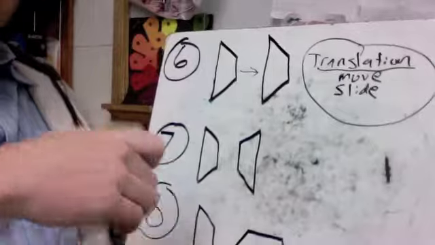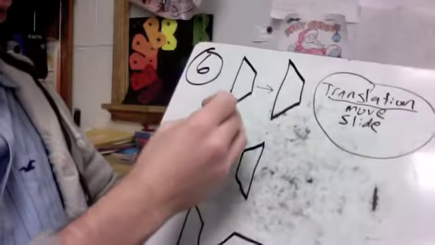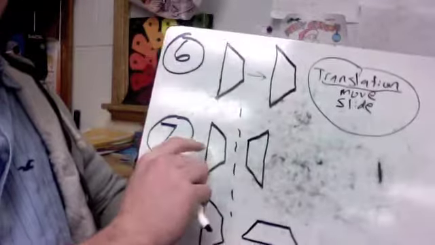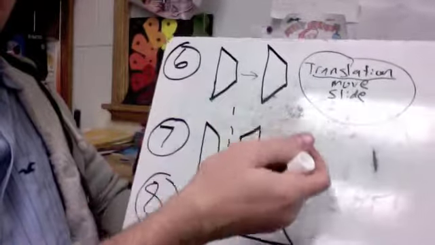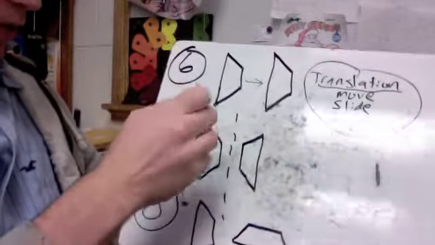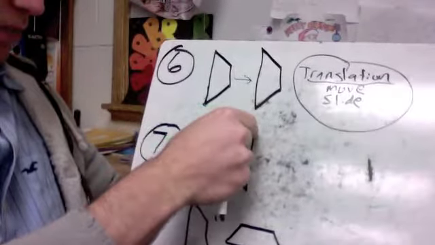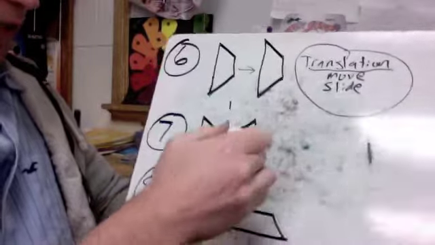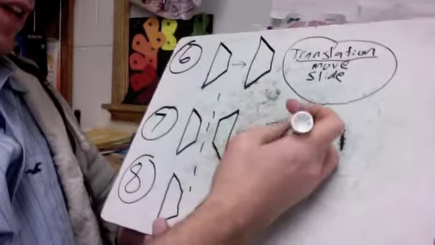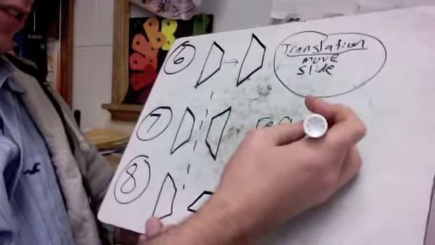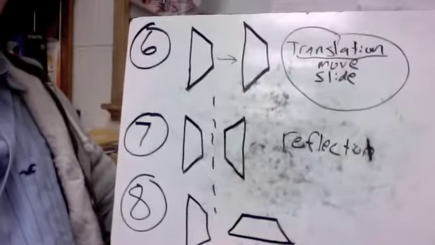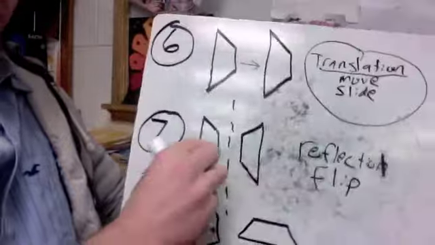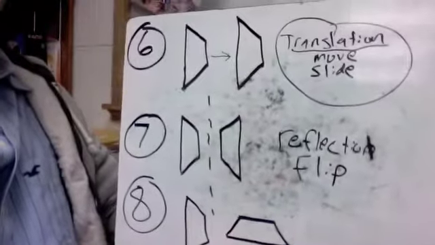Number two is definitely a reflection. This would have been the reflection line right here, and basically we just reflected one side over the other. This point, same distance from the reflection line as this point. This point and this point, this point and this point, this point and this point. So this is definitely a reflection. Also, a reflection can be referred to as a flip. We flipped it over this line.